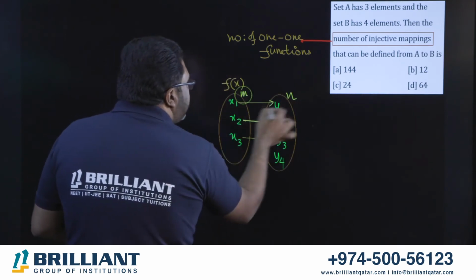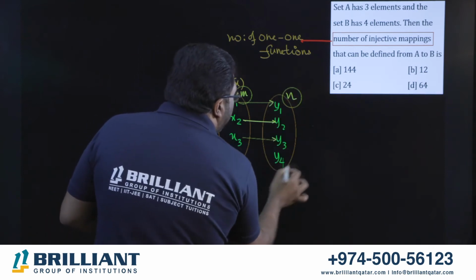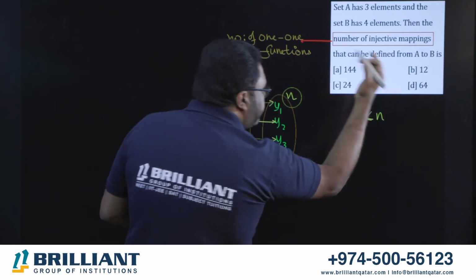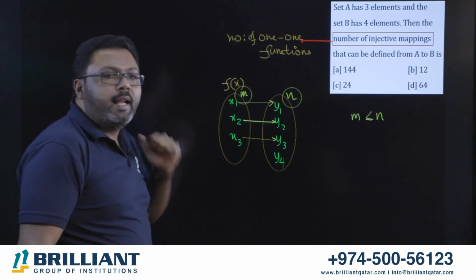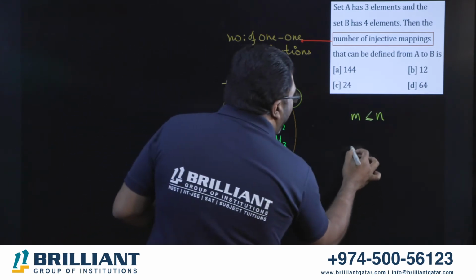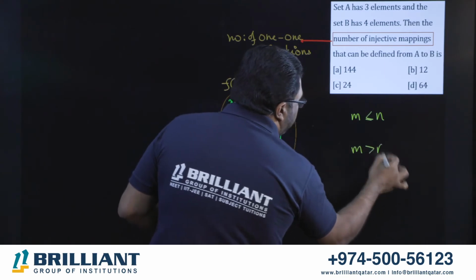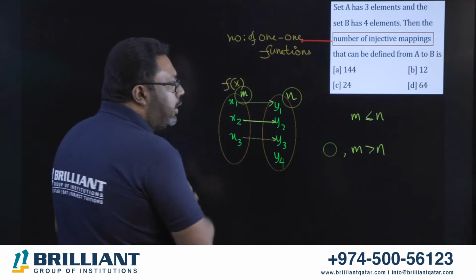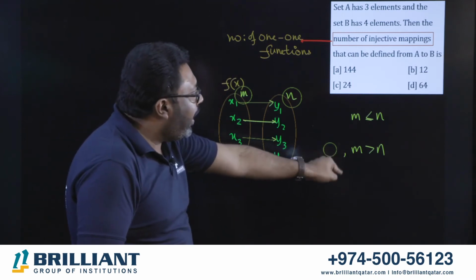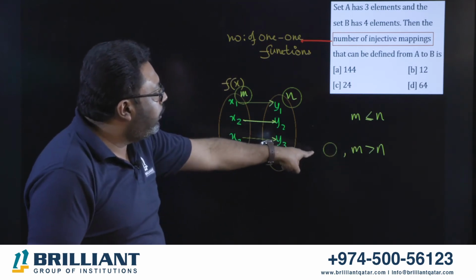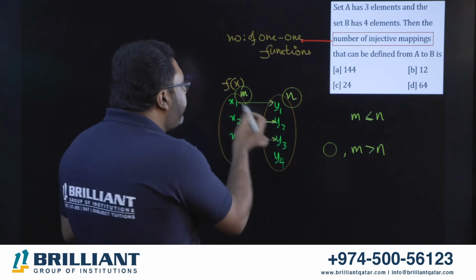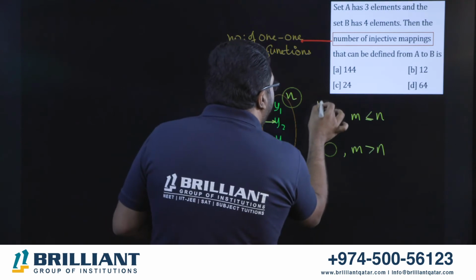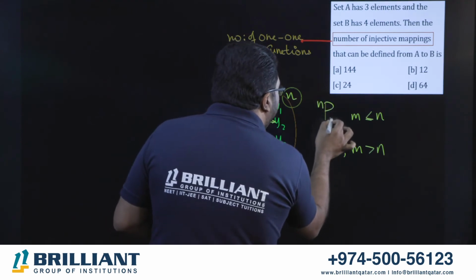M elements in the first set, n elements in the second set, then m should be less than or equal to n. What if m is greater than n? Then you will not have any injective mappings. If the value of m is greater than n, the number of injective mappings is 0. And if the value of m is less than or equal to n, then it is nPm.